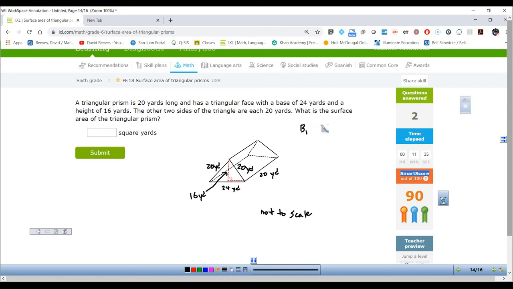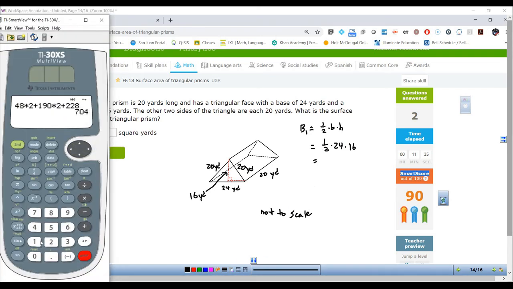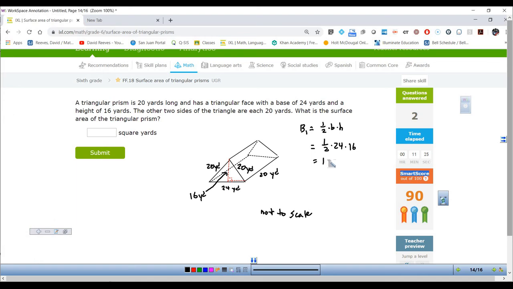Base 1, area of a triangle, 1/2 base times height, 1/2 of 24 times 16. Half of 24 is 12, so we want 12 times 16. On my handy dandy calculator, 12 times 16 gives 192 square yards. But what do we know about base 2? They are the same. Getting back to our coloring theme, this is base 1 and this is base 2, and those two will always be congruent. No matter what kind of triangular prism you have, the bases are always congruent.